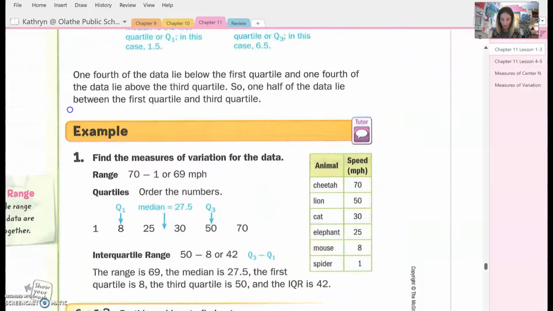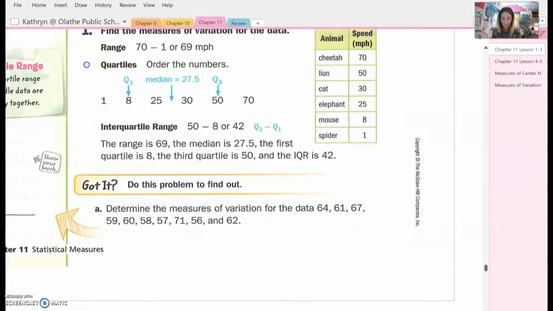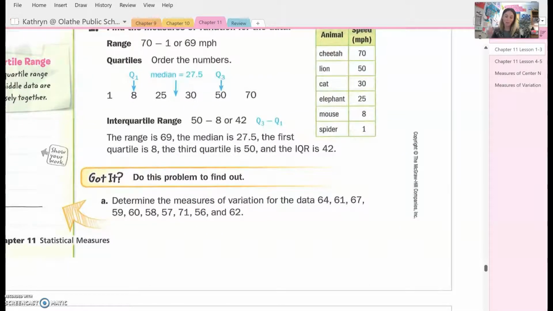Okay, so what does this look like as we solve this problem? Let's take a look at this bottom. First thing we're going to do is determine the measures of variation. So the first thing we have to do is put these numbers in order from least to greatest. Okay, so let's start putting them in order from least to greatest. 56, and then remember, once we're done, we're going to cross them off. Okay, and then it looks like we have a 57, cross it off. We have 58, cross it off.